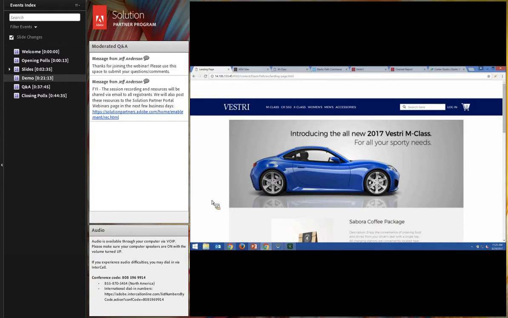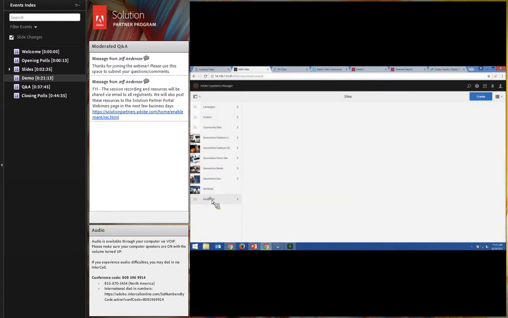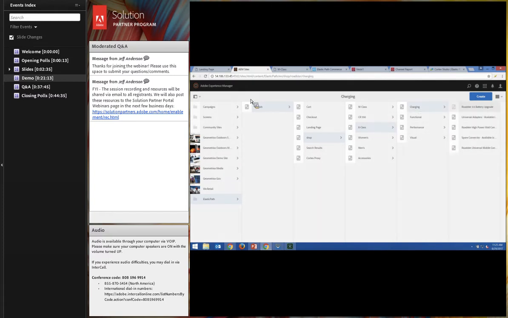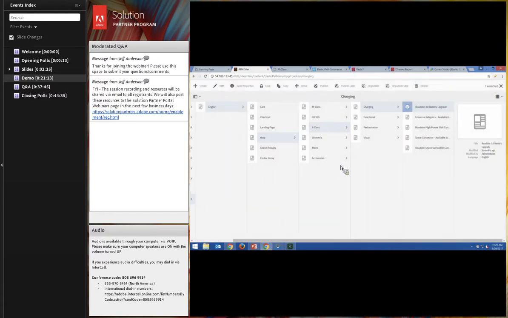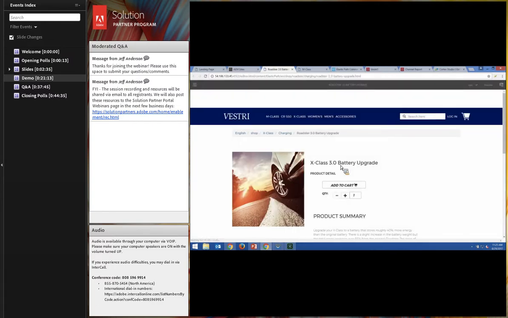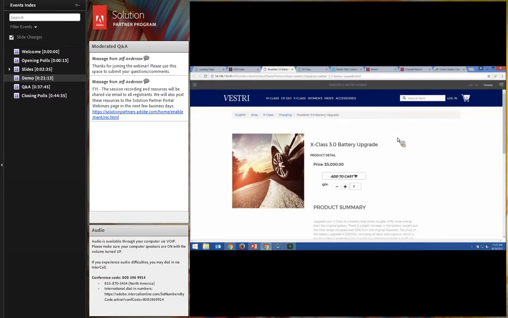So I do want to show you this very briefly. So if I come over and I'm just here now in Adobe Experience Manager and I'm clicking through some of the sites, and as I go through and I look at some of these sites and I pull up one of my products here, I'm just going to very briefly show you one of the pages within the authoring experience. So I'm in preview mode right now for this particular product detail page. This is an X-Class 3.0 battery upgrade.